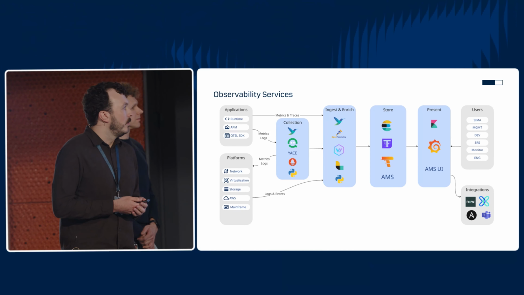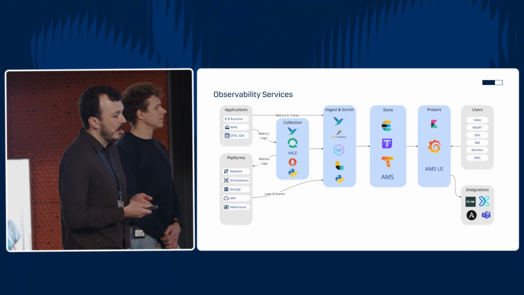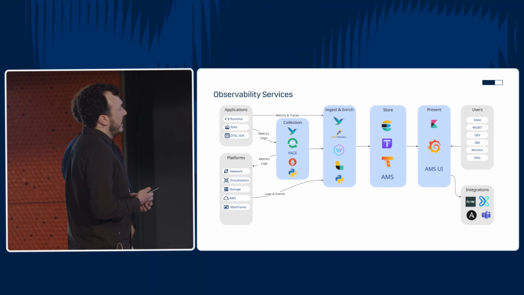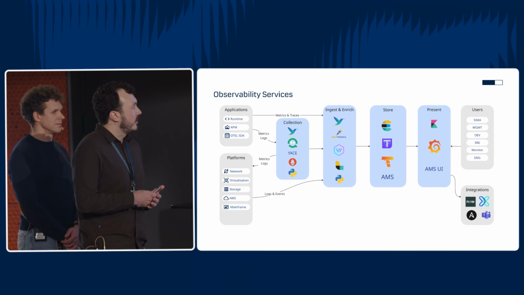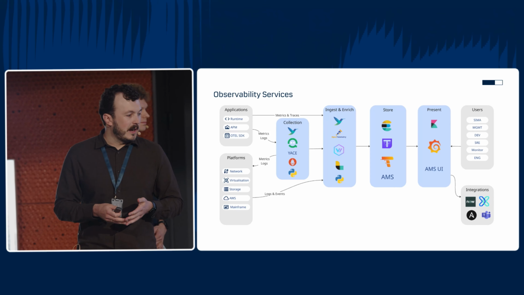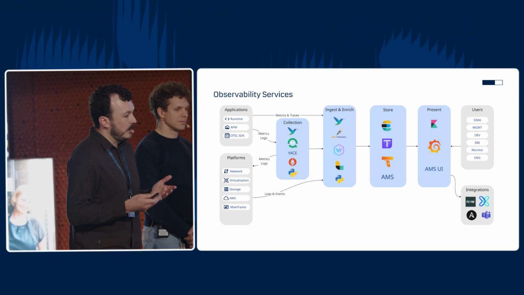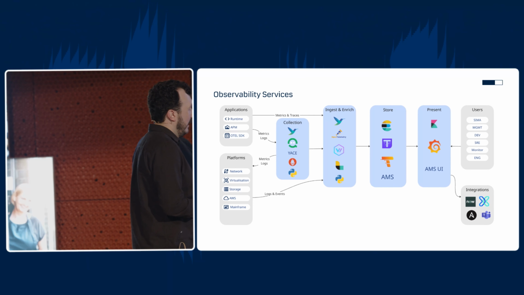And we need to expose them to different users. So we collect all of this data using collectors or directly. We ingest it, we store it in our backend of choice, our storage of choice. We present it in Grafana, give it to users, and we're done, right?